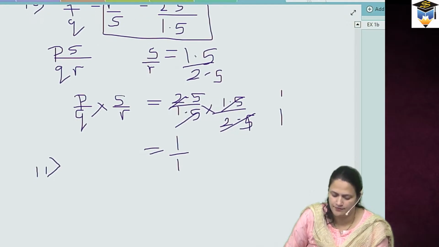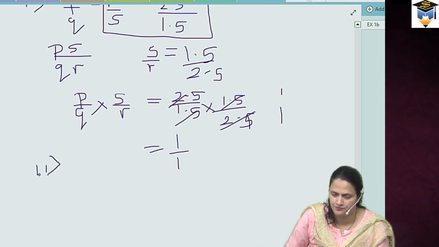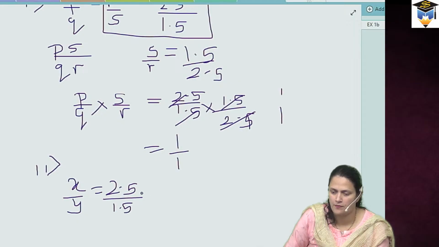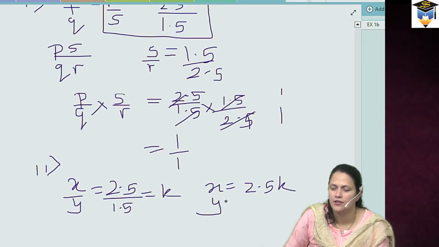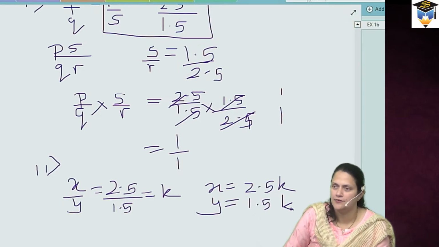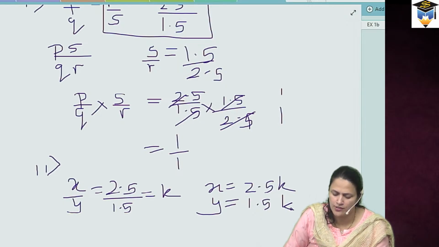Constant K. What is the value of x? 2.5k. What is the value of y? 1.5k. Correct? Substitute and solve.